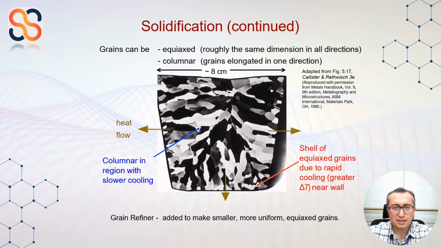The next one, columnar grains. Deeper inside the metal, where cooling happens more slowly, grains have more time to grow longer in one direction, creating column-like structures that align with the direction of heat flow. To get more of these smaller equiaxed grains, we sometimes add grain refiners. These help produce a finer, more uniform structure throughout, which generally gives the metal better mechanical properties like improved strength and toughness. By controlling cooling rates and using grain refiners, we can significantly improve the final quality and performance of metal products.